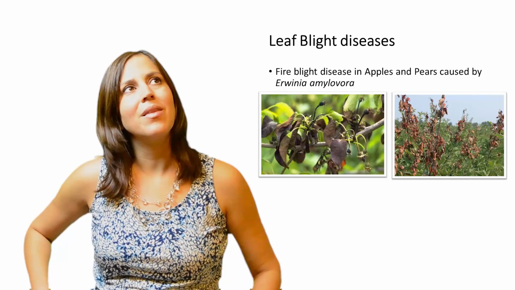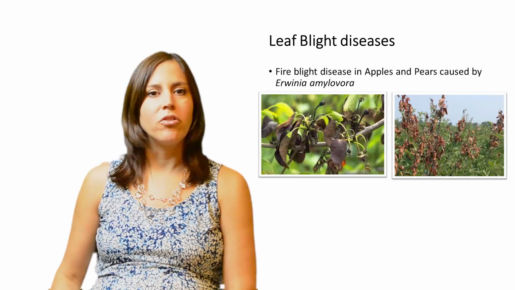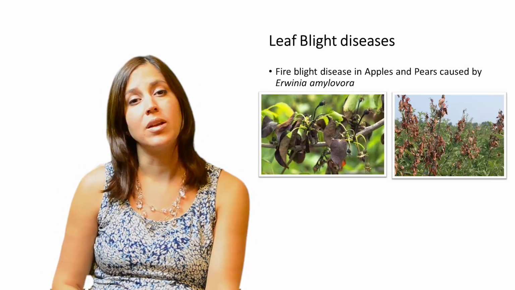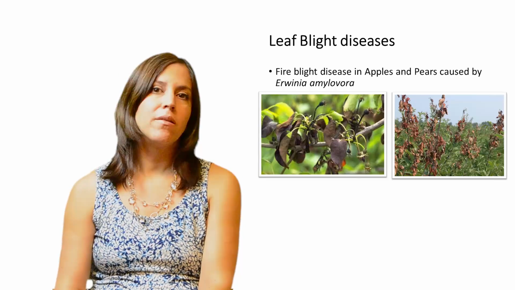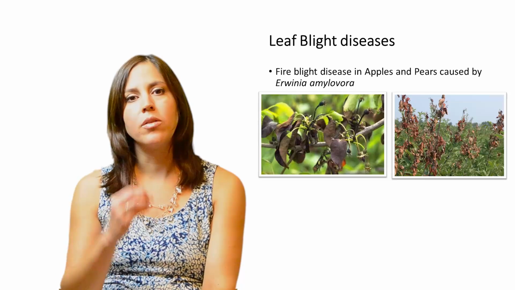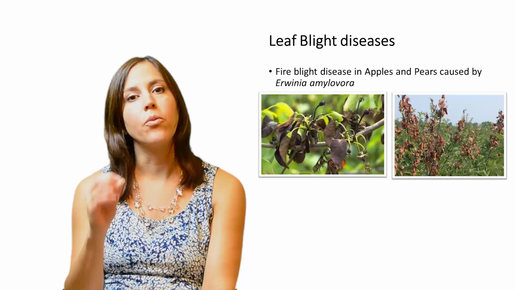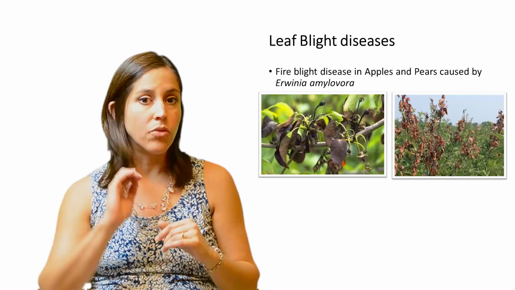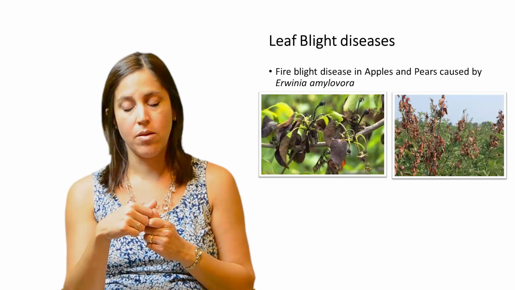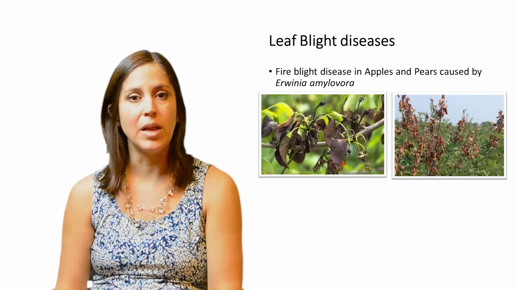The way this pathogen causes disease is that it infects the blossoms. And of course, when the blossoms, the flowers, are infected, the yield is going to be compromised. So this is a vascular disease. Fire blight, or Erwinia amylovora, which is the pathogen, infects the xylem of the plant.